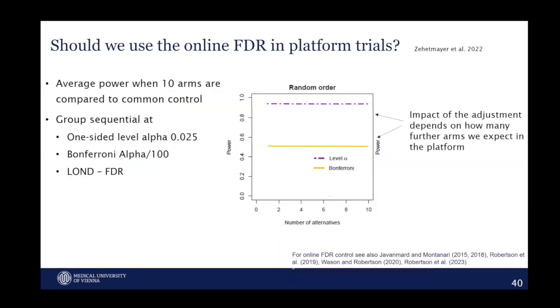And here, we did it in the context of a platform trial. The purple line is for the setup where we test 10 treatment arms against the common control. The purple line is where we would do no adjustment. The yellow one where we would do a Bonferroni adjustment. And you can see with the online methods, you are less conservative, like the Bonferroni. However, we don't gain the full power like where we would not adjust at all.